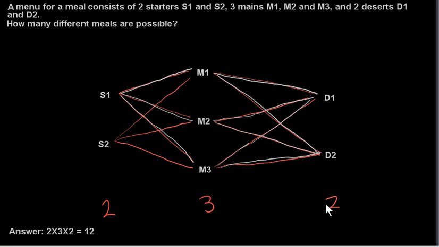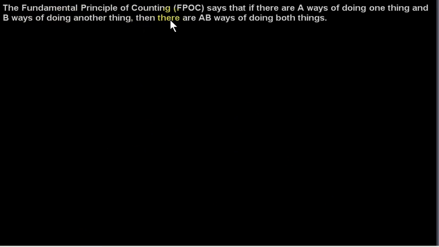So we've just applied the fundamental principle of counting. If we have 2 ways of doing one thing, 3 ways of doing another thing, and yet 2 ways of doing yet another thing, then we have 2 times 3 times 2 ways of doing all 3 things, of selecting a meal. The fundamental principle of counting, which we can abbreviate to FPOC, says that if there are A ways of doing one thing and B ways of doing another thing, then there are A times B ways of doing both things. And of course we can extend this principle to doing more than 2 things.